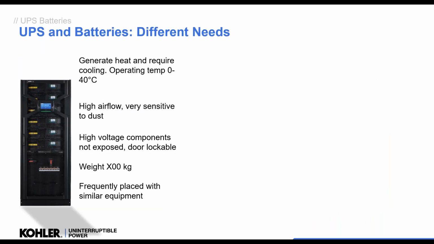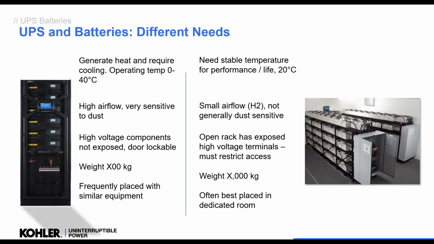So we've seen the UPS and battery have different needs. The UPS has a wide operating temperature. It needs airflow, and is very sensitive to dust in the environment. It weighs hundreds of kilos, typically placed in similar equipment, where the battery needs a much more stable performance in the environment, in temperature. There's a small amount of hydrogen that should be considered, and the access and containment around that battery should be considered, of who's got access to make it safe. Okay, it's often best to put a large battery in a dedicated room, or we could simply partition it off, making sure the environment's the right temperature to make it safe.